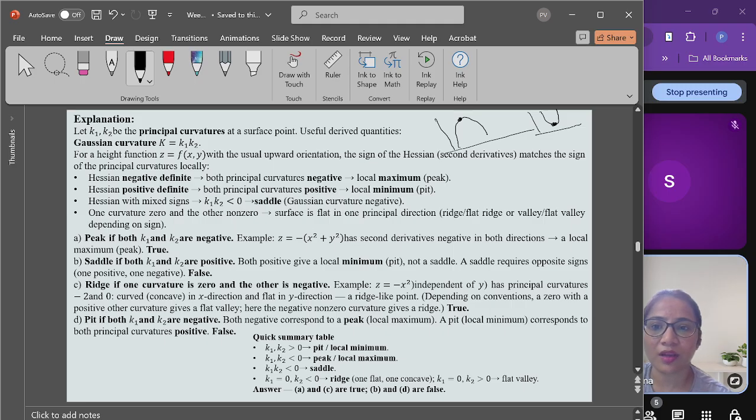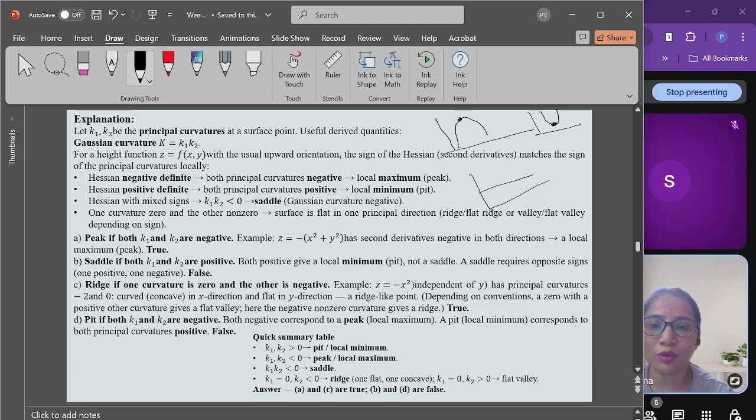If one curvature is zero and the other is non-zero, the surface is flat in one principal direction, which gives a ridge or a valley. Okay, so let's go through the options as well.